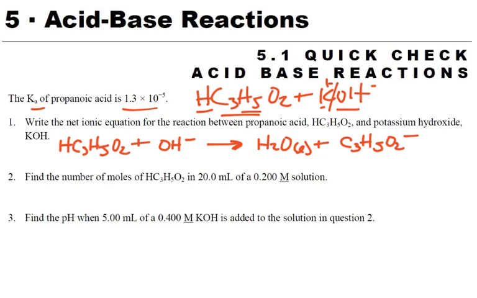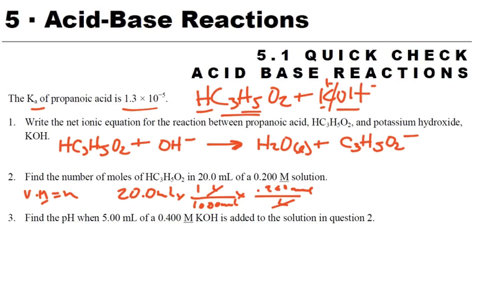Find the number of moles of the propanoic acid in 20 milliliters of 0.2 molar. Okay, the thing I always remember is that volume times molarity gives me the number of moles. So my volume is 20 milliliters, and I'm going to change that to liters and multiply that by the molarity, 0.200 moles per liter.